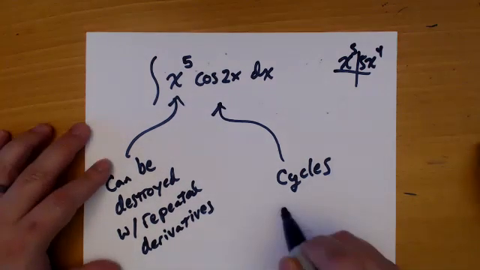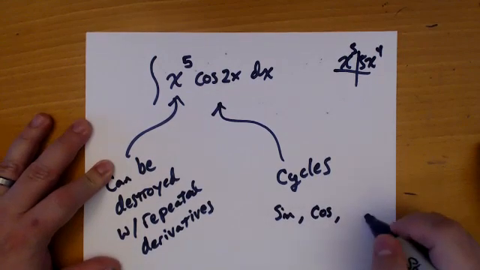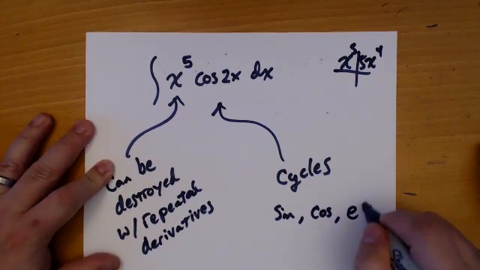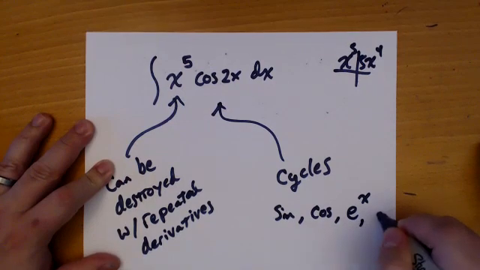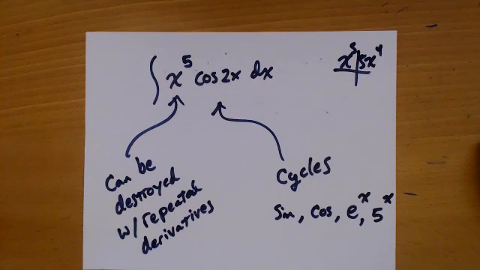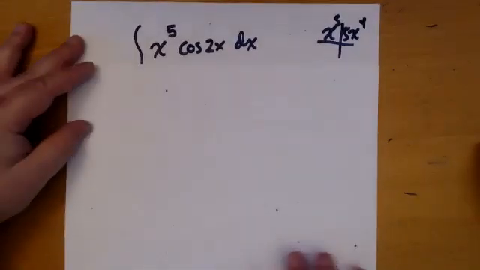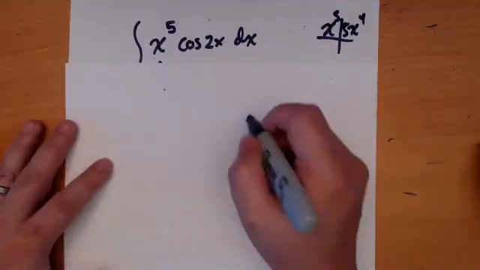Okay, things that cycle are sine, cosine, and exponentials, and other bases. Those are things that cycle because they always spit themselves out, or they spit a variety of themselves out, and eventually they come back to themselves. Okay, that's what I mean. Then you're going to use this technique, and I'm going to show you how to do this real quick. You're going to make a table, and here's what the table looks like.